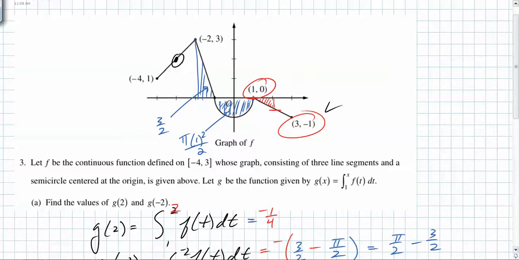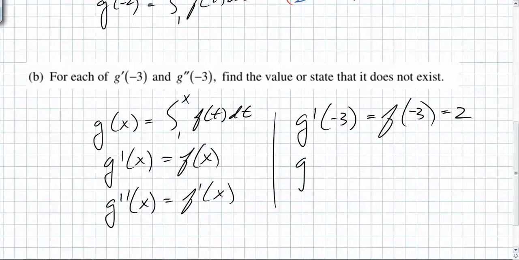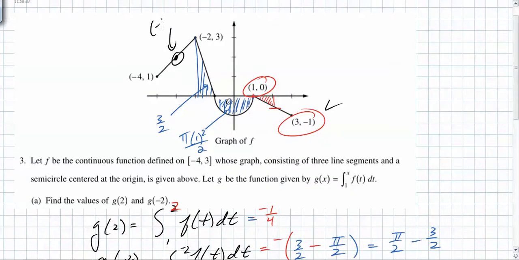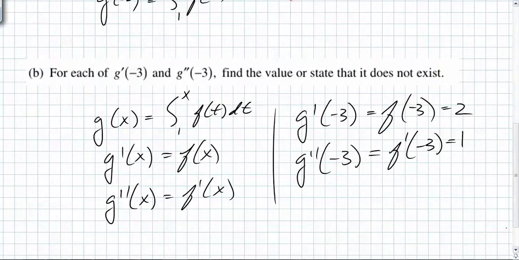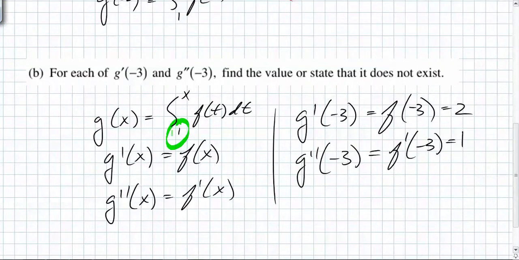Whatever that point is right there, what is it? It's 2. And then what's g double prime of negative 3? It is f prime of negative 3. What is the slope right there? That slope right there is negative 2, and that slope right there is 1. Done. There are your 2 more points. This right here must be a constant for the fundamental theorem of calculus to apply. Does that make sense?